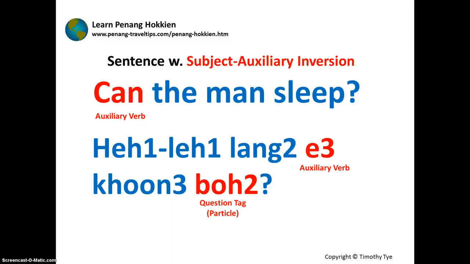Again, a sentence with a subject auxiliary inversion. Can the man sleep? In Penang Hokkien, hele lang e kun bo. Once again, there is no subject auxiliary inversion in Penang Hokkien. The auxiliary verb remains where it was, not in front, but within the sentence structure, and we add a question tag at the end. So, can the man sleep translates as hele lang e kun bo.